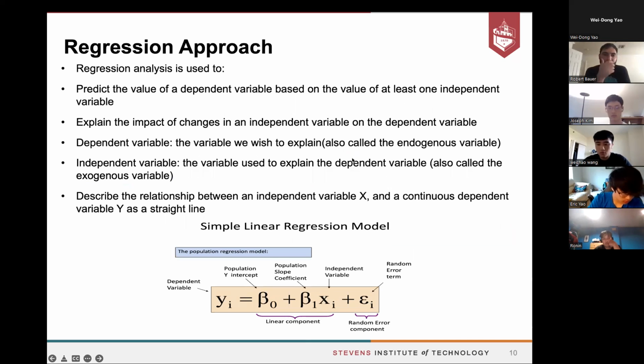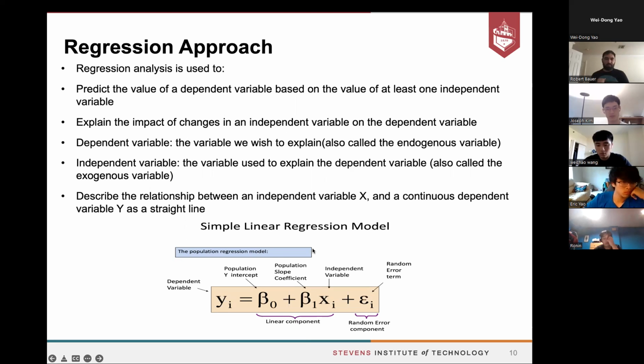So in the next slide, we can go deep into the regression approach. In the regression approach, we predict the value of a dependent variable based on the value of at least one independent variable. If we have one independent variable and a dependent variable, it is a case of simple linear regression. As the independent variables increase, it will be multiple linear regression. It describes the relationship between independent variables, which are our features, and the continuous dependent variable y.